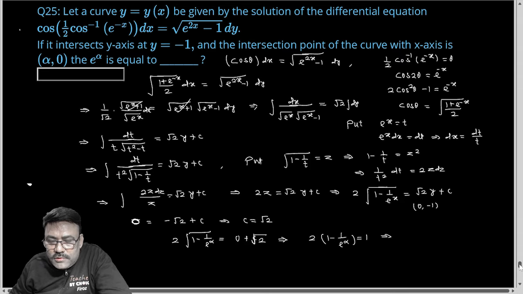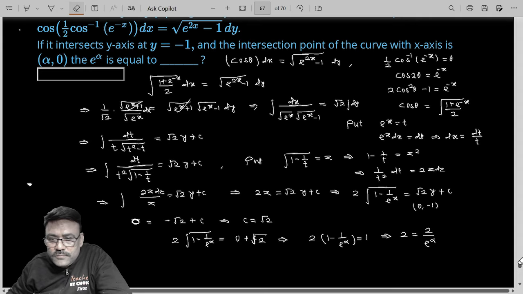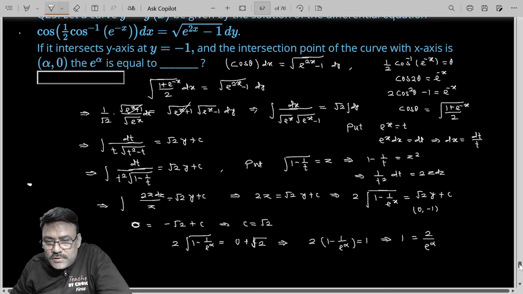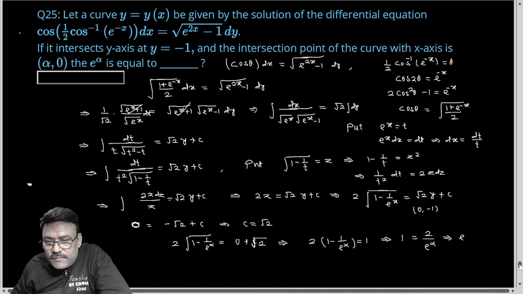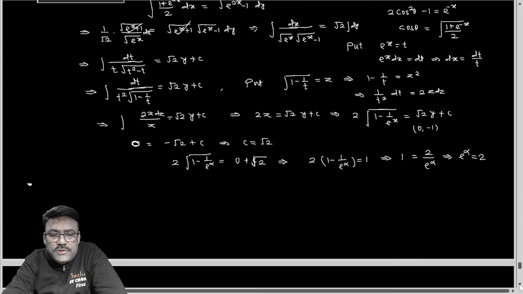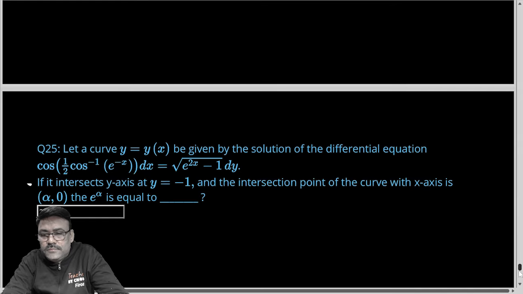So then I'm getting 2 equals 2 over e raised to alpha, so 2 minus 1 is equal to e raised to alpha. So then I'm getting e raised to alpha is equal to 2. So basically e raised to alpha should be equal to 2. Let me check. Yes.